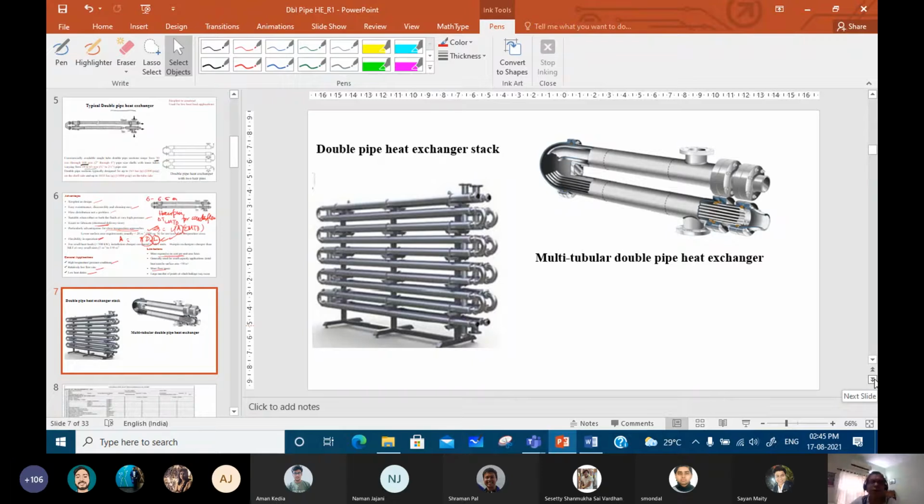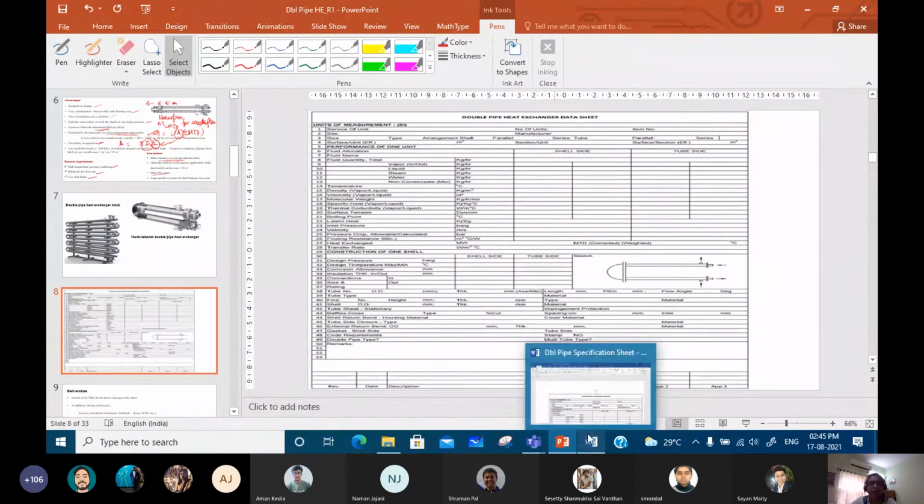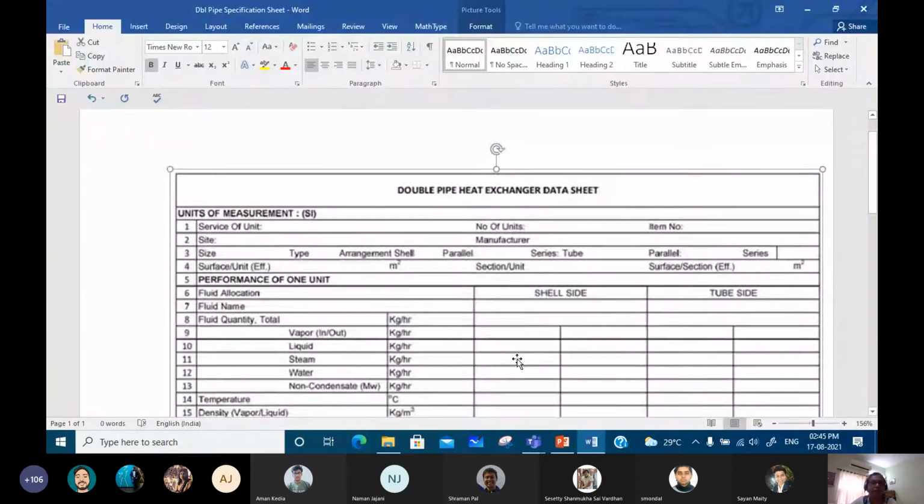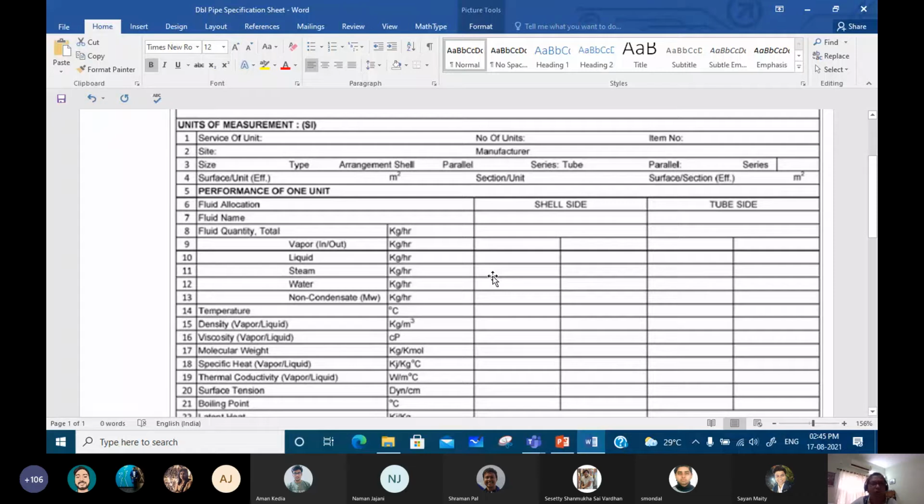Well, I do not know whether you can see this. This is a specification sheet. I think this is slightly better, with a larger font. I would expect you to submit the design in this particular standard data sheet, which is a standard data sheet for a double pipe exchanger. I'll be uploading this data sheet in Teams, where you are required to fill up all the specifications here as much as possible.